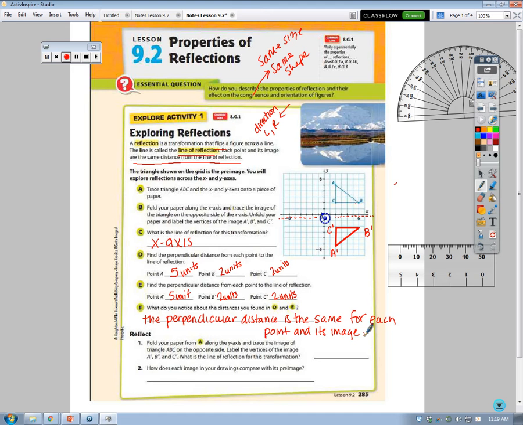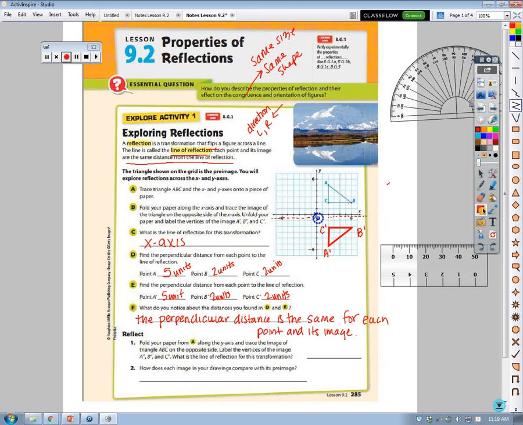So looking at our reflection, if we fold our paper again, the first thing we did here was our first triangle. I'll go ahead and draw a new triangle here, and reflect it across the y-axis.